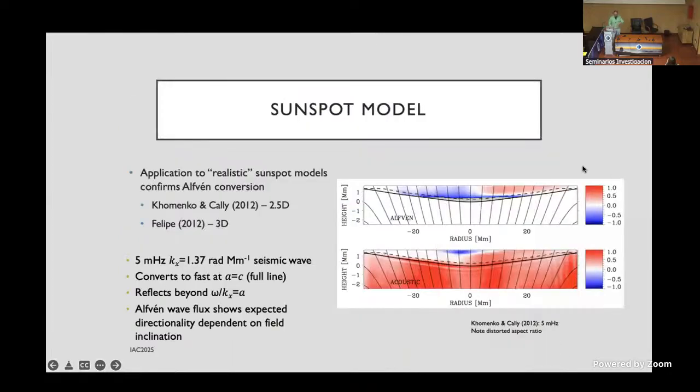Now this is some work that we did many years ago. So in a sunspot model, Elena was running some simulations here. So we've got a wave coming up here. There's the A equals C layer. It transfers into a fast wave. And then here, we're looking at the Alfvén wave flux, and red means it's going upwards because we're going with the grain. But here, we're going against the grain, so the Alfvén wave flux here is blue, which is downwards. So in a sunspot model, we saw exactly this operating.